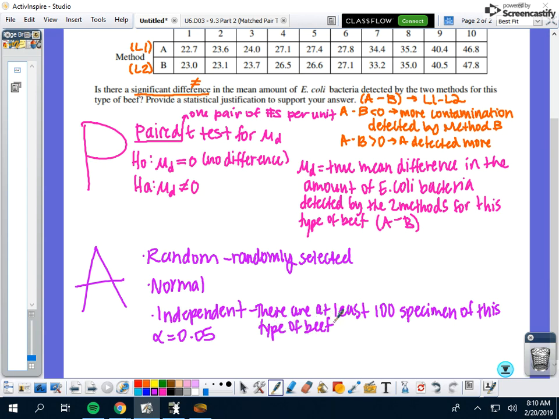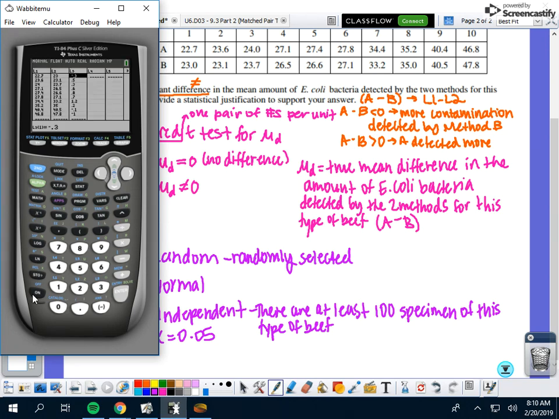And then for normal, we have our typical: normal population not provided. At least 30 in our sample, there's only 10, so we have to do the box plots. So pay close attention here. I've already done my L3 work like we did. You guys should have done it too.